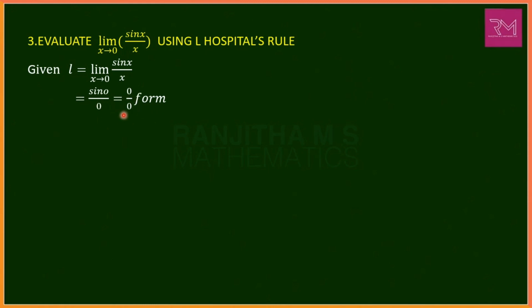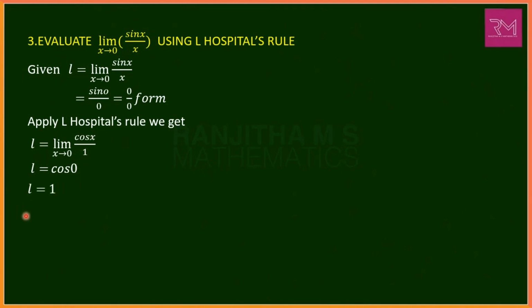We get the value of the form 0 by 0 means we have to apply L'Hospital rule. We have to apply L'Hospital rule means we have to differentiate this term numerator and denominator separately. We get L is equal to limit of, here differentiation of sin x is cos x divided by differentiation of x is 1 as x tends to 0. In next step, substitute x value as 0 over here. We get L is equal to cos 0. We know that cos 0 value is 1. Hence we get limit of sin x by x as x tends to 0 value as 1.